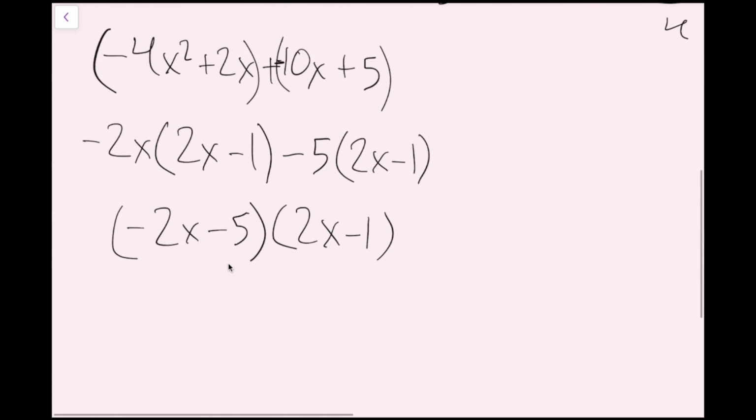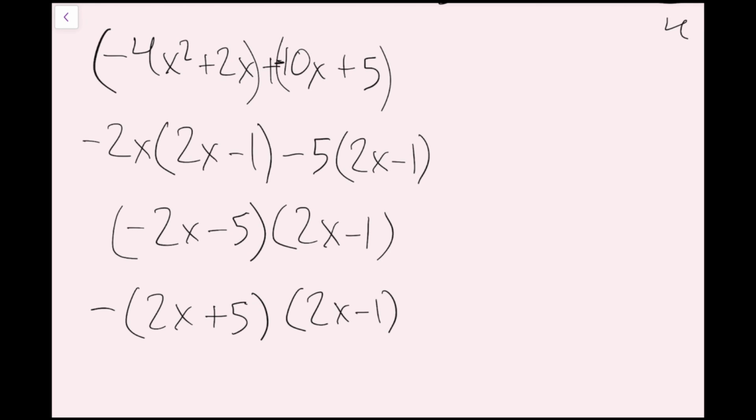Okay. Now this is fine, but often you'll see people take these two negatives and factor it out and just put it on the outside. Okay, so you could rewrite this as negative quantity 2x plus 5, and then times 2x minus 1. Both will work in this case. Anyway, we've successfully factored this one, and now we're done.